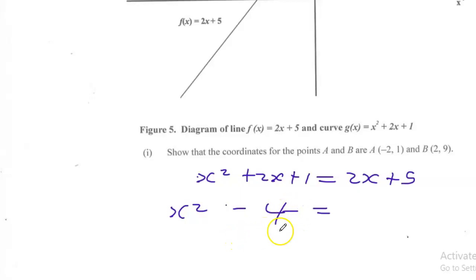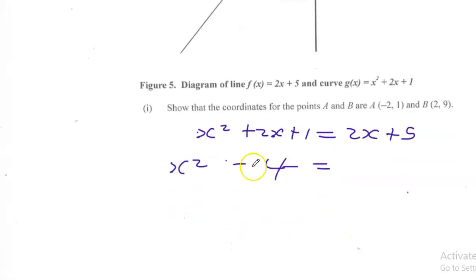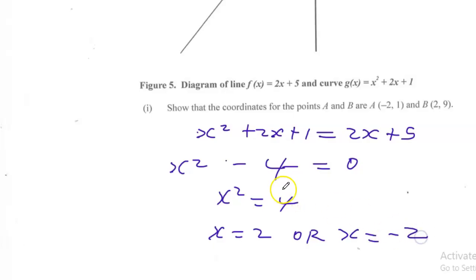So x squared minus 4 equals 0. Or we could say x squared equal to 4, which means x is equal to 2 or x is equal to negative 2, since 2 squared gives you 4, but if you square negative 2, you also get 4. So those are the x values, one is 2, one is negative 2.